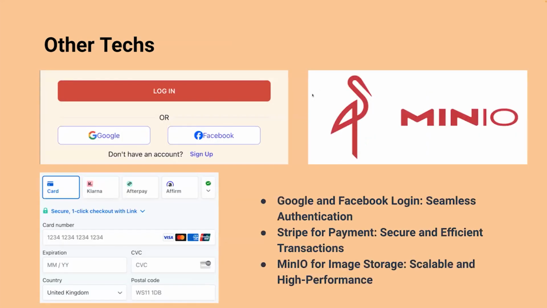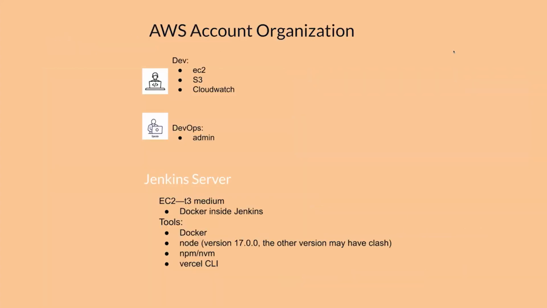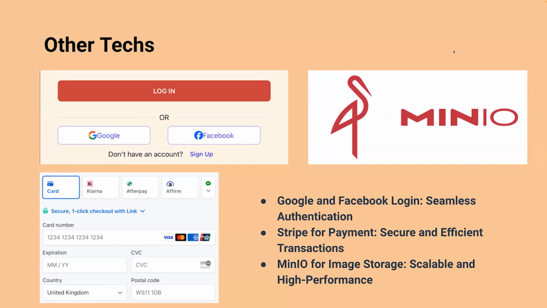For authentication, we've implemented Google and Facebook login, making the sign-in process simple and secure. Stripe has been integrated for payment processing, ensuring secure and hassle-free transactions. Lastly, we use MinIO for image storage, offering a scalable solution for managing the large volume of images such as the dish pictures and user avatars. The synergy of these technologies creates an optimal blend for performance, security, and user experience. Thank you, and that's all for our developer team. Next, I will pass it to our DevOps group to share the deployment part.